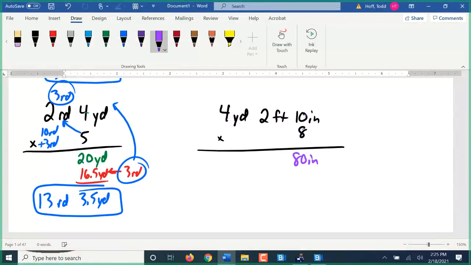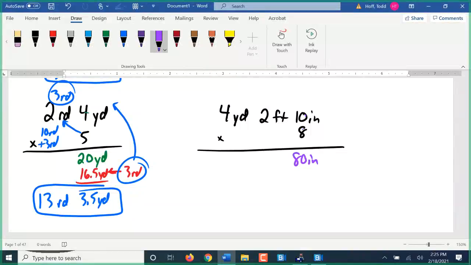Well, again, let's look at our feet. 1 foot, 12 inches. 2 feet, 24 inches. We're still bigger than that. 3 feet is 36 inches. We're still bigger than that. 4 feet is 48 inches. 80 is still bigger than that. 5 feet is 60 inches. 80 is still bigger than that. 6 feet is 72. 80 is still bigger than that. 7 feet would be 84.